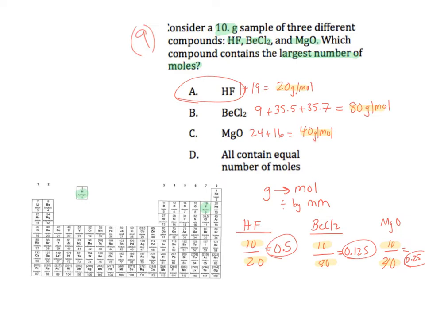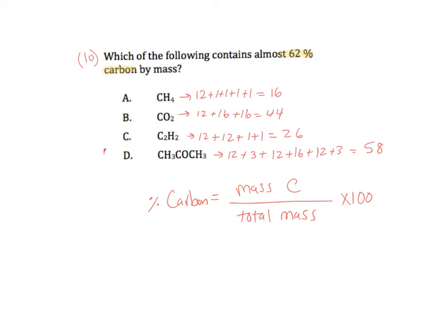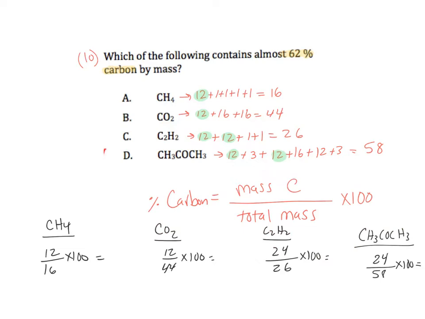Answer is A. Which of the following contains 62% carbon by mass? You studied this formula for percent mass. Let's start by finding the total mass for each of these. Now I found the total mass for each compound. In the first compound, this much is carbon, second compound, this much, third compound, this much, and the last compound, this much. Now, you could sit and do calculations, or you could just take a look at these relationships.